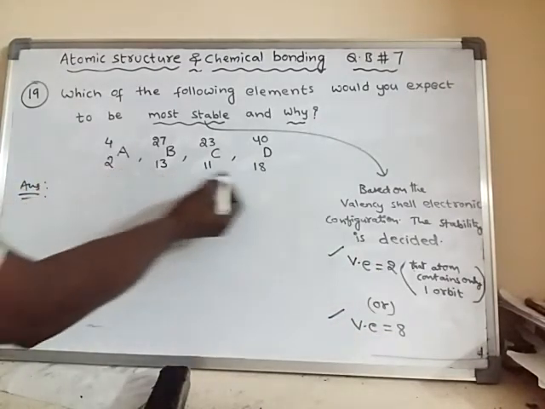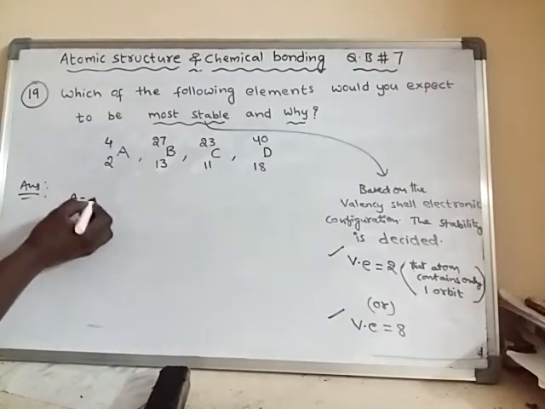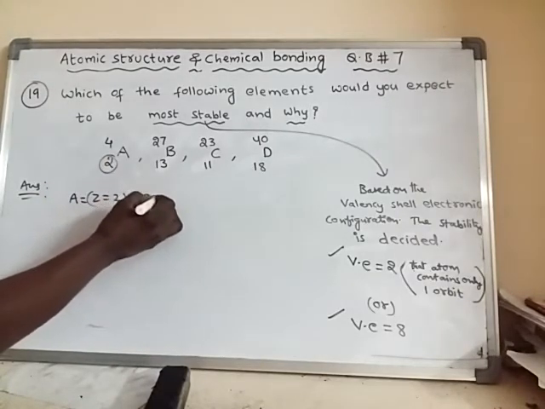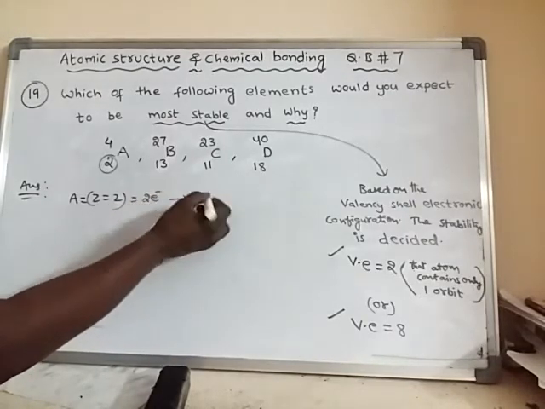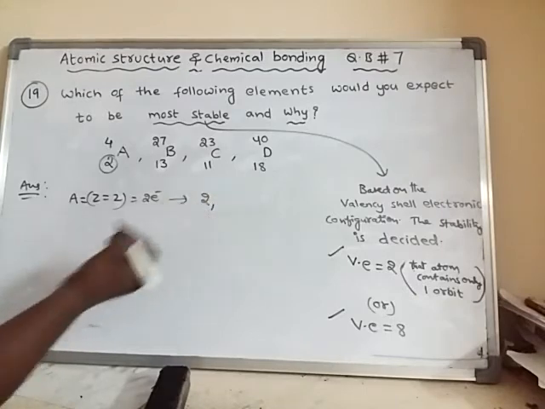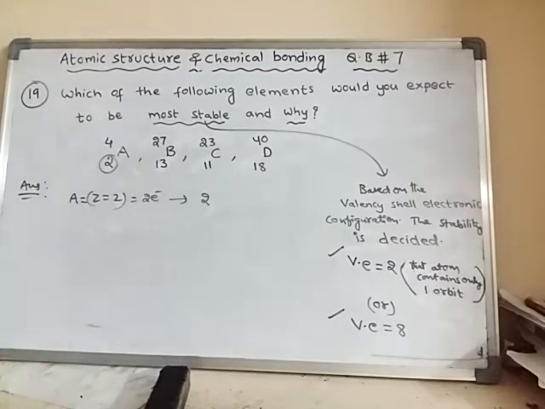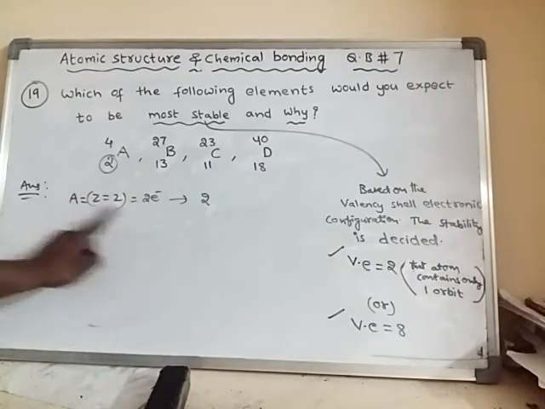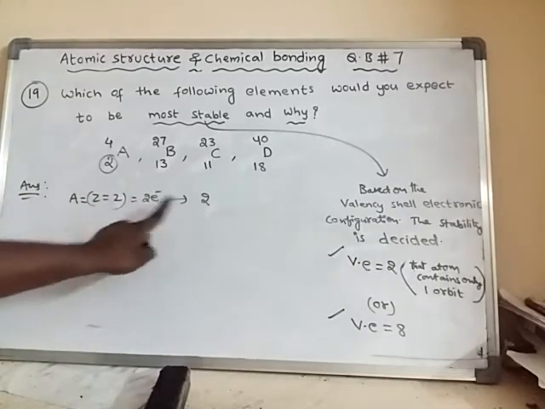So now let us check. So atom A, its atomic number is 2. That means it contains 2 electrons. So 2 electrons means only first orbit, only one orbit is present. The first orbit's maximum capacity is 2 electrons. So this condition is met. So atom A, this condition is met because valence electrons 2, there is only one orbit.